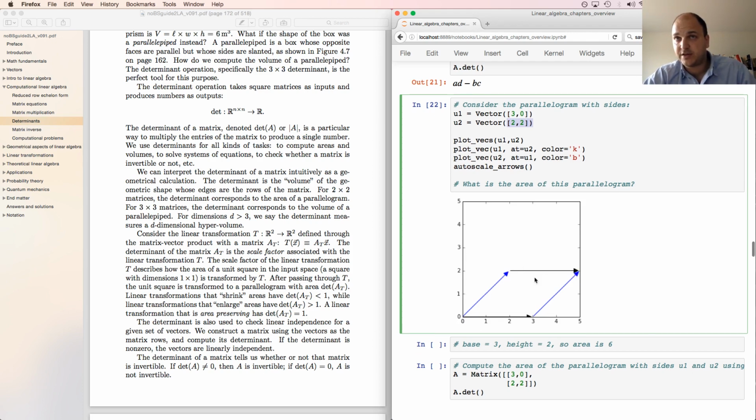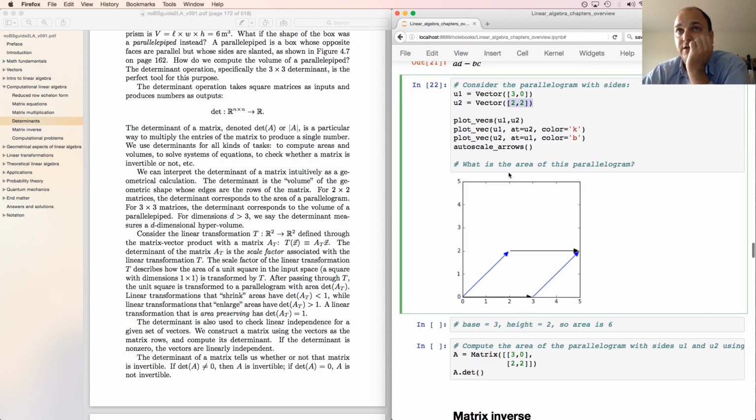So this parallelogram, what is its area? Think about this. Well, the standard formula for the area of a parallelogram is the base, the length of the base, times the height. The base is 3 and the height is 2, so the area of this region here is 6.